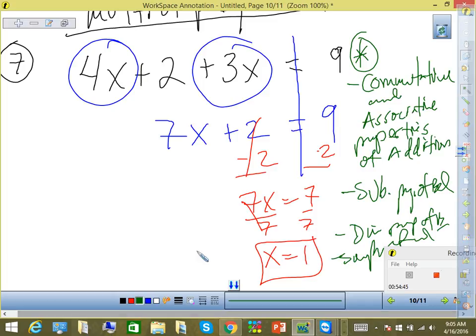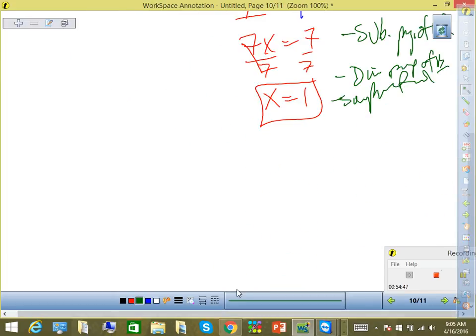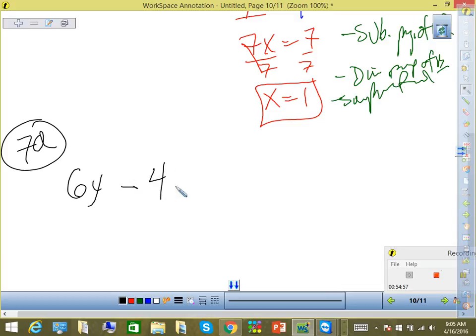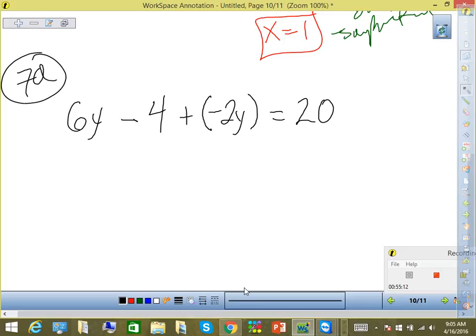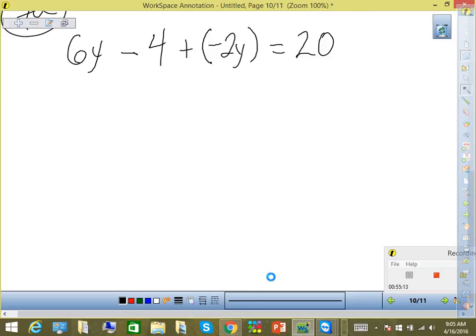Okay, here goes one for you. Do this one by yourself. Number 7. 6y minus 4 plus negative 2y equals 20. Go. See what you get for that one. Focus, please.